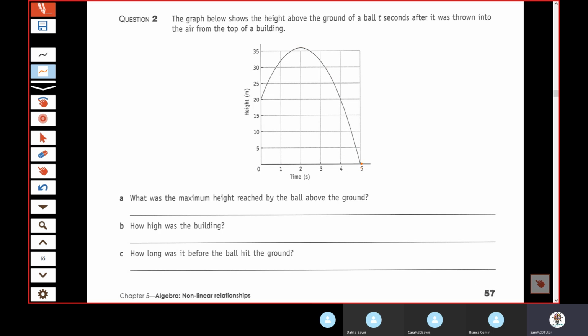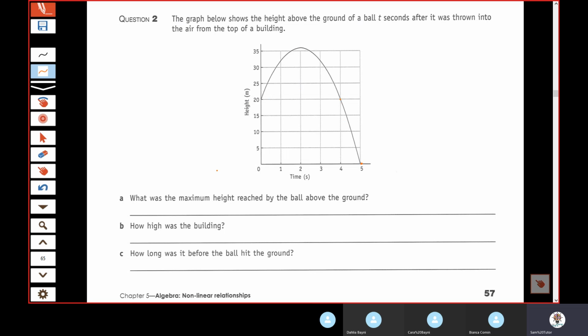How long did it take for the ball to hit the ground again? 5 seconds. How long did it take for the ball to reach the same height that I threw it at? 4 seconds. So I threw it from here, and it took 4 seconds to come down to where I threw it. That usually makes sense because if it takes 2 seconds to go up, it should take 2 seconds to come down to the same place. That's the logic there.